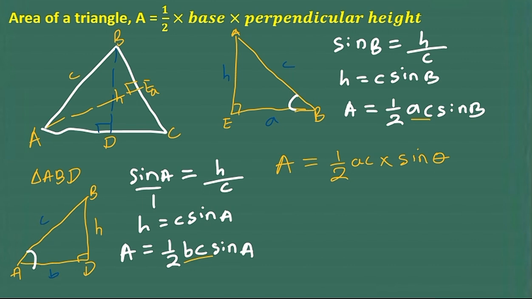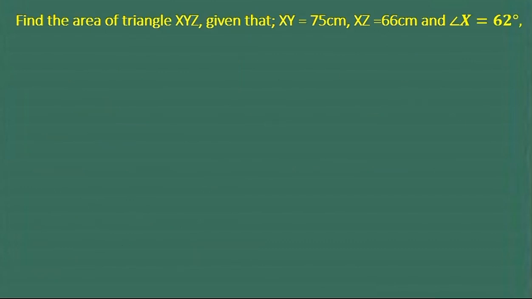Let's take an illustrative example. Find the area of triangle XYZ, given that XY equals 75 centimeters, XZ equals 66 centimeters, and angle X is 62 degrees. Now let's sketch this triangle we have here.